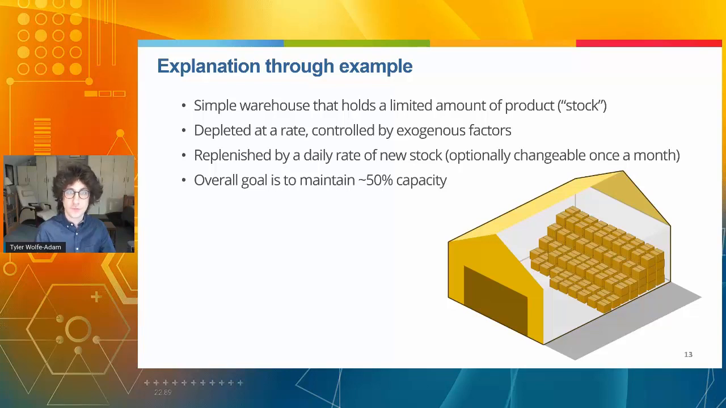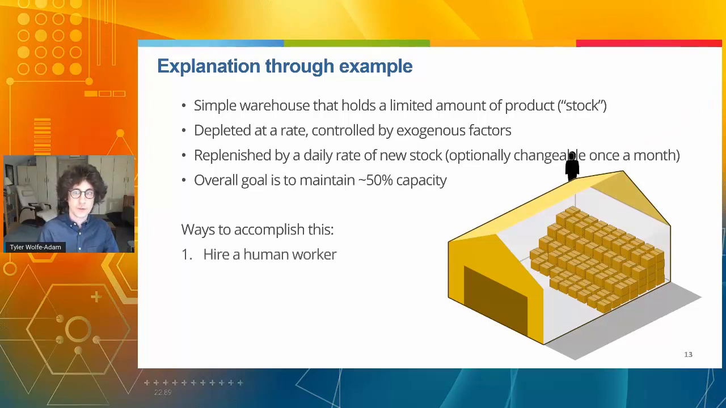So if we were to try to solve this problem, there are 3 general ways that we might go about doing that. So one is we can hire a human worker, and this human worker will come in once a month, and they'll look at things like how much product is currently in stock, what the recent demand has been, and also what our previous order rate was. And from this, they'll figure out what our new stock should be, or new arrival rate should be.